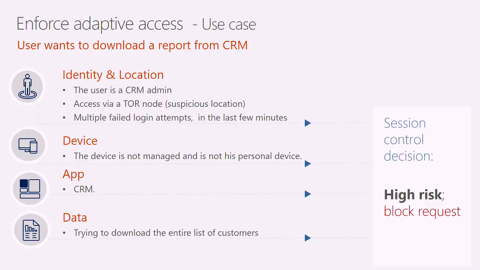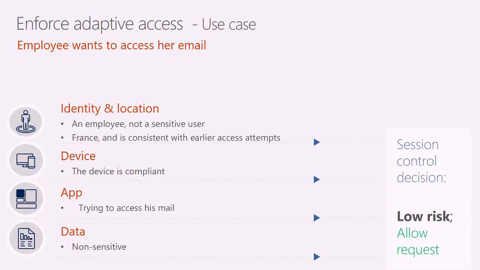How many times have they failed their logon onto that machine? And that could be a decision that we need to make. Is high risk, block that request. The app that they're using is a CRM app. What type of data are they actually trying to download? This could be an entire list of the customer data. So we want to actually check that. We want to make a decision on that in-session control. And I'll show you what that looks like in the demo.